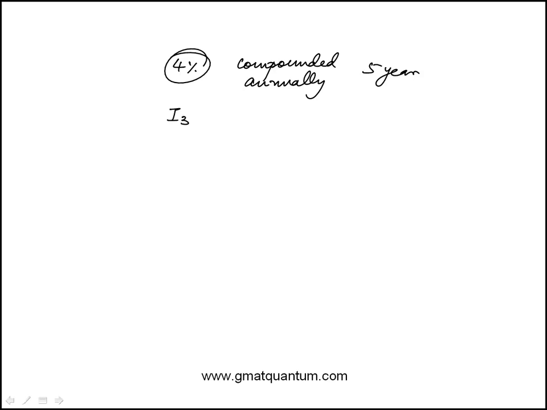So we're told that a certain investment earns a 4% interest per year, and this is compounded annually. And this is for a 5-year period. And we're asked the interest earned for the third year, so I'll just call it I3, was how many dollars greater than the first year?